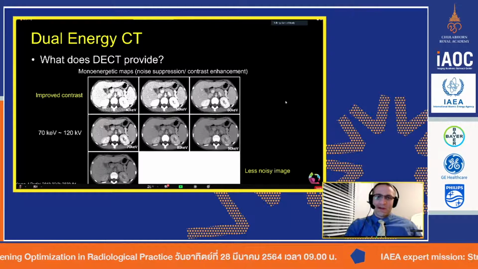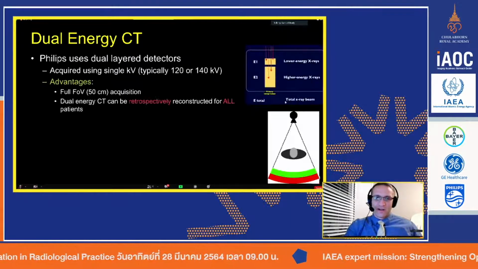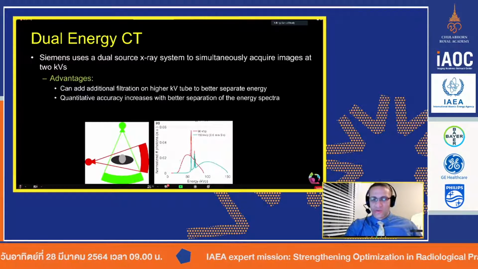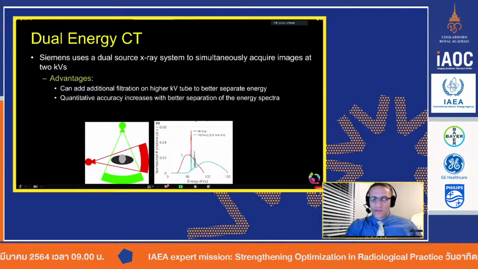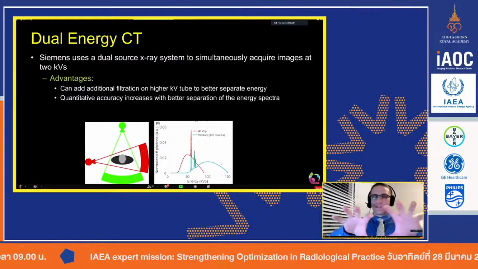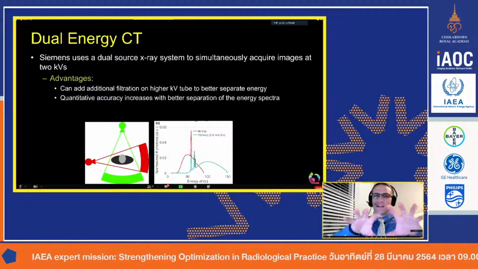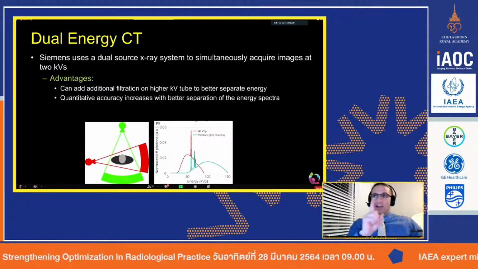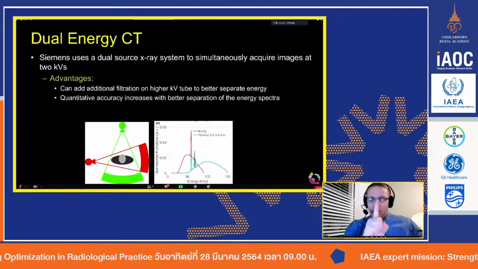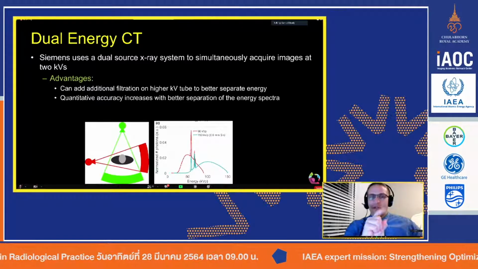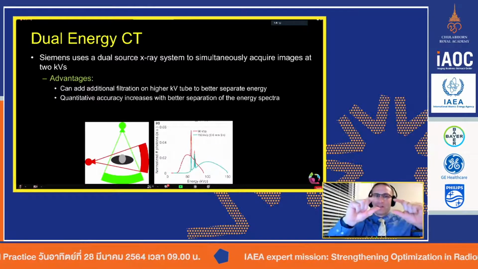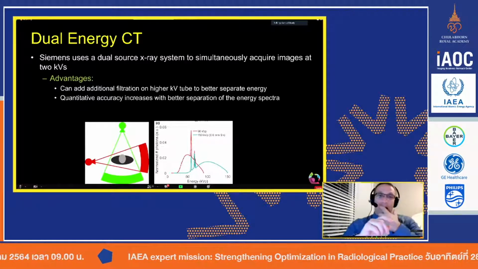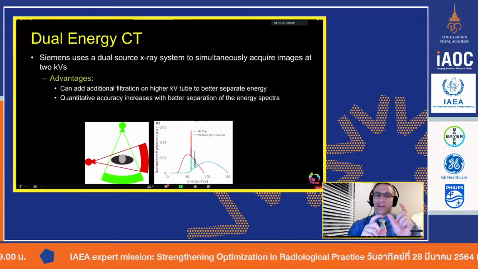Maybe I should have put a picture on here of a spectrum. This is a dual source CT where the low energy spectrum and the high energy spectrum are pretty far separated. In a Philips system, they're very overlapped. That's simply because you're only using one kV to create the image, and you are trying to separate the two by doing some really cool physics. I have to admit, it's really neat the way they do it.